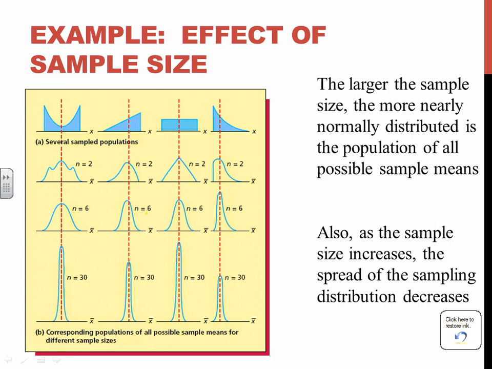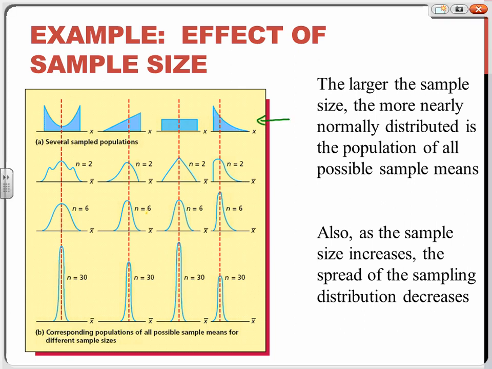Here you can just kind of see what's going on. The larger the sample size, the more normal. And as the sample size increases, the spread decreases, so it's going to get skinnier. So these up here were the populations, and then we did some samples. That's when we did 2, 6, 30. You can see it's going to become more and more normal.